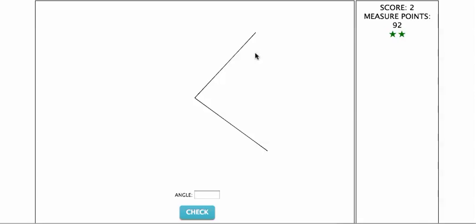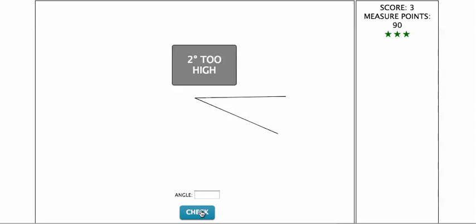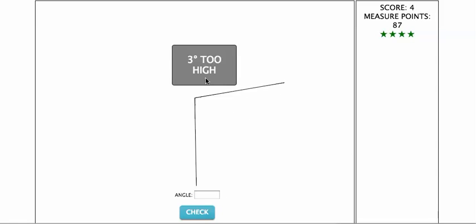I have 2 angles. This looks very close to a 90-degree angle. I'd say, let's go with 87. Click check. 2 degrees too high, so it was 85. But I'm doing great. I have all 3 green stars and 90 measure points. 3 angles. Now, this one's a small angle. I'm going to go 28. Click check. 3 degrees too high, so it was 25. But still, I have 4 angles, 87 measure points, and I've gotten all 4 green stars.